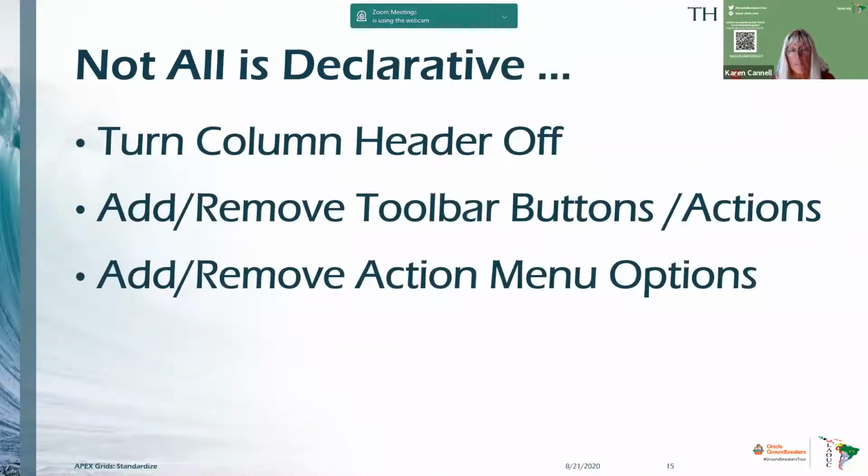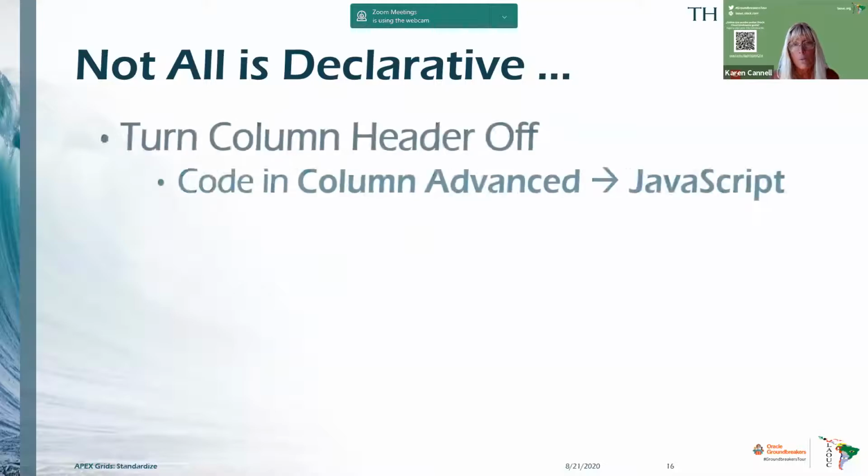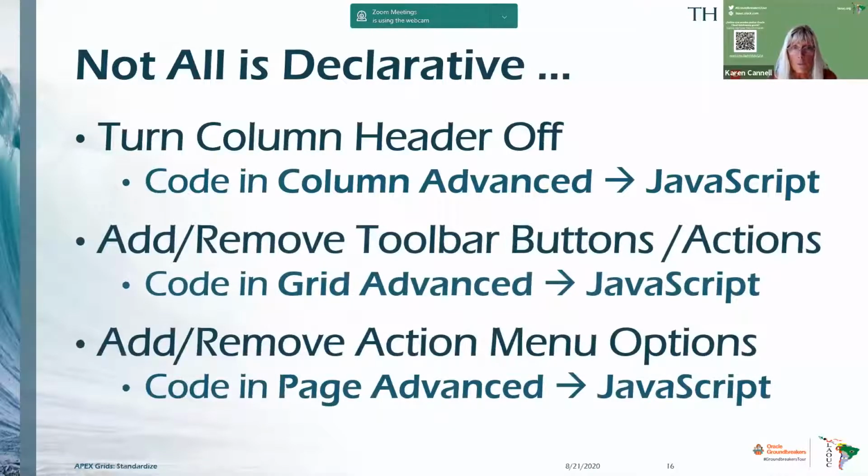Not everything is declarative. There's a ton in there, but say I want to just totally turn the column header off, or I want to add and remove toolbar buttons or row actions, or I want to change the action menu options. Well, for those, we write code. For the column header, it's in the column advanced JavaScript region. If it's for toolbar buttons, it's in the grid attributes advanced JavaScript, and if it's for the action menu, then I actually go in the page advanced JavaScript.